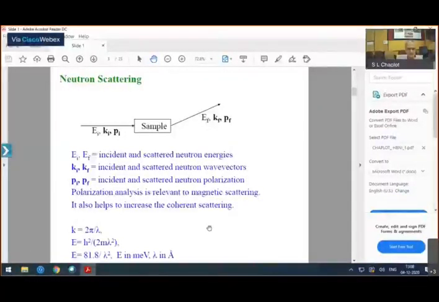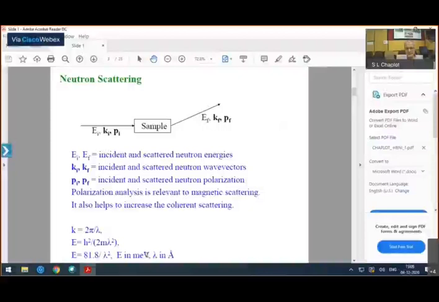Now, just to look at the numbers, the wave vector magnitude is 2 pi by lambda. The energy of the neutron can be written in terms of the wavelength by this equation. This you can verify by the standard momentum square divided by twice the mass. Just to appreciate the numbers, if the energy is in milli-electron volt and the wavelength in angstrom, then we have this numerical relation that E is about 80 divided by lambda square.